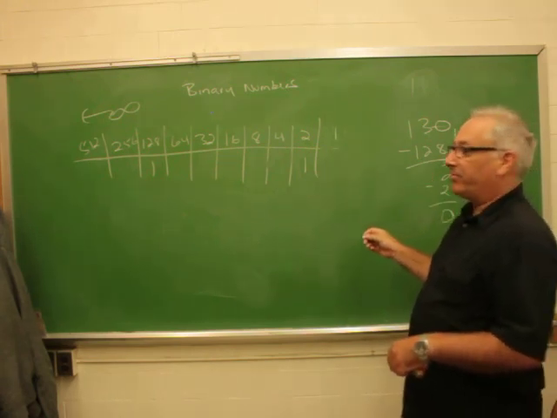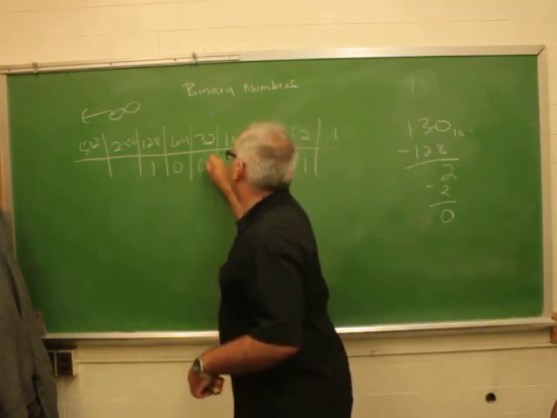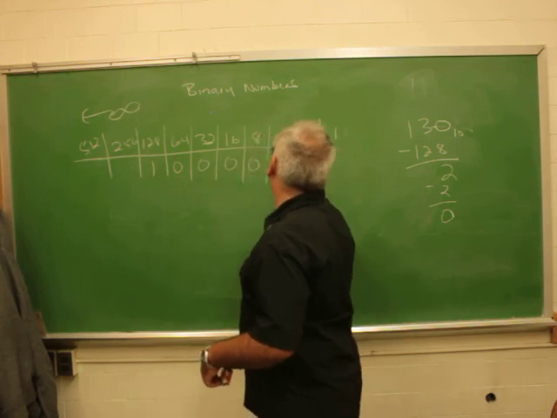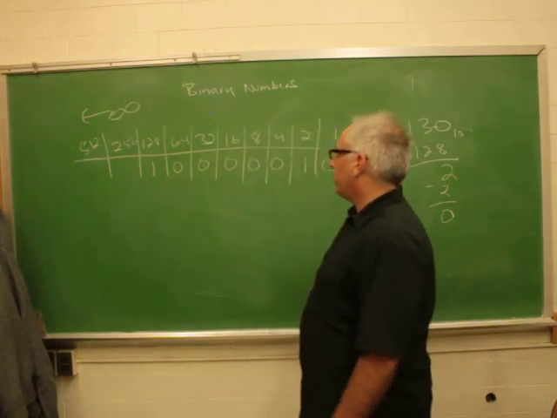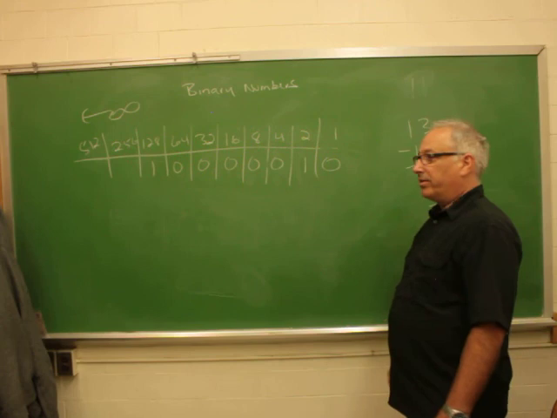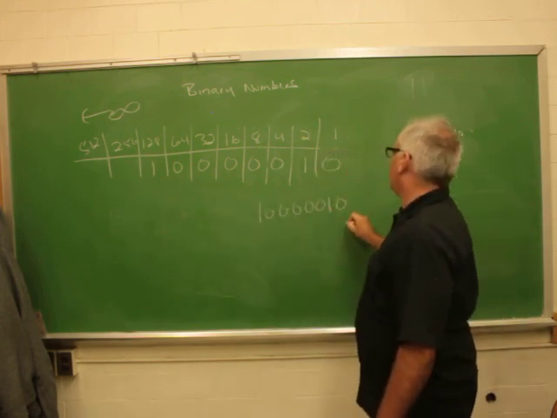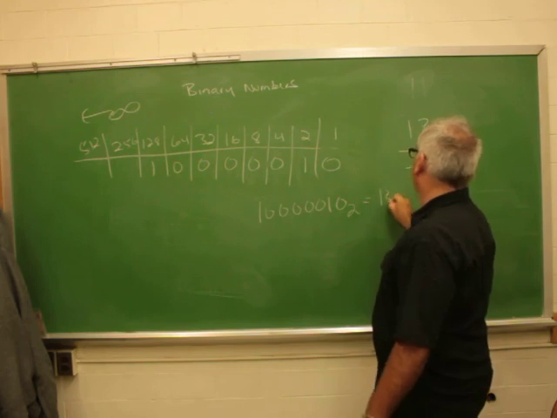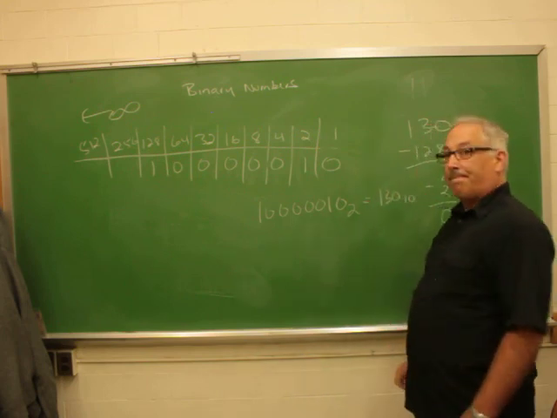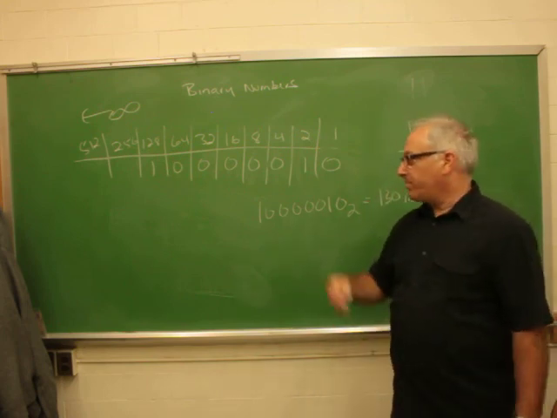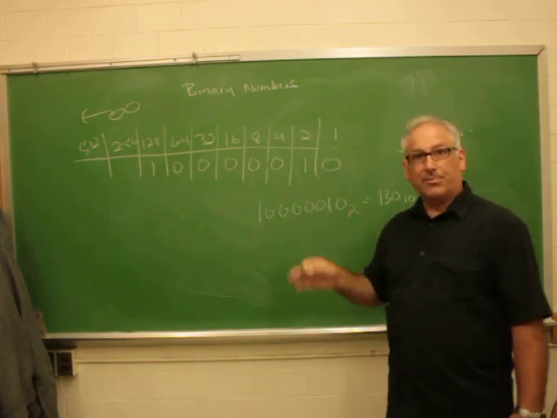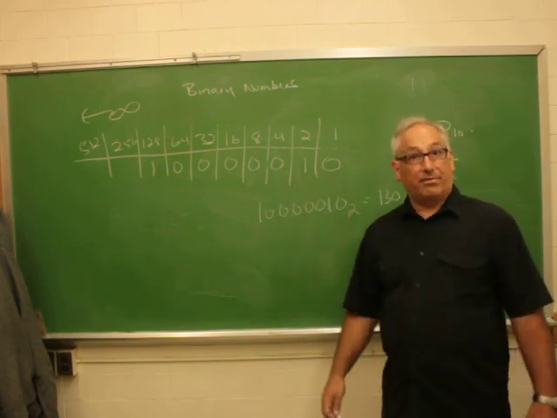All I gotta do is put zeros. So 1, 0, 0, 0, 0, 0, 1, 0 in base 2 equals 130 in base 10. There you go. Conversions between binary and decimal and binary simplified.